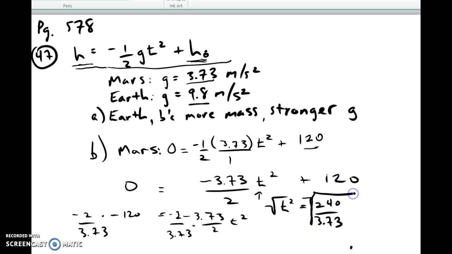Divide 240 by 3.73, take the square root, and you find out that the time it takes to fall on Mars and hit the ground is 8 seconds. I think it was 8.02 seconds, but they rounded to the tenths place in your book. Okay, so now that you know how to do it, this is for Mars, and I'll tell you the solution for Earth. I'm sorry, for Earth it is 4.9 seconds. So t for Mars is 8 seconds, and t for Earth is equal to 4.9 seconds.